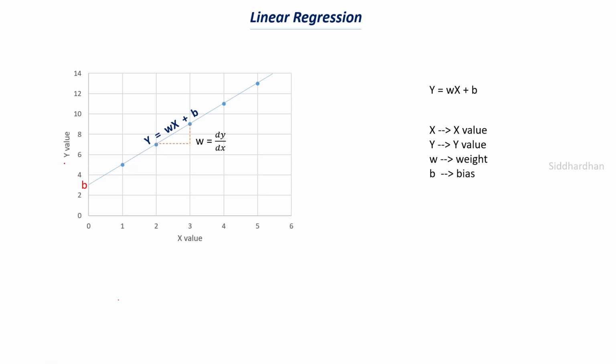If you change the slope value, you will get a line like this. Let's say that we get a line like this. This line will have a different slope, and this particular line will have a different slope. And if you have a line like this, it will have a different slope. So changing the slope of the line, or changing the weight of the line, will change its orientation. That is called the weight of the line. And then we have the bias.